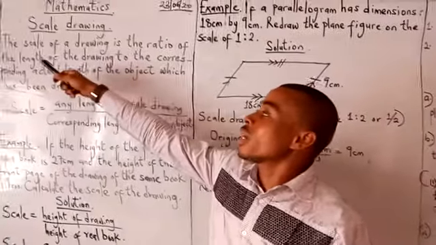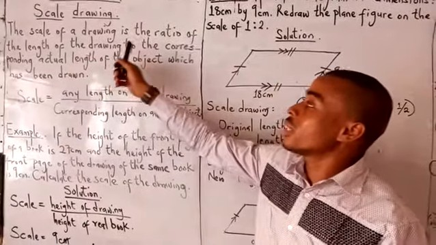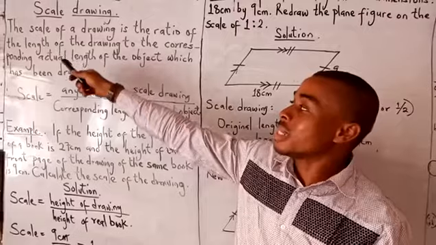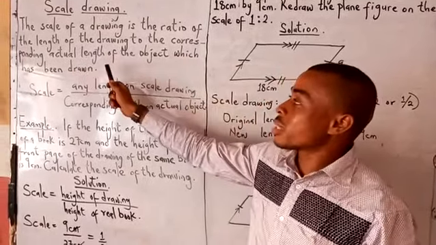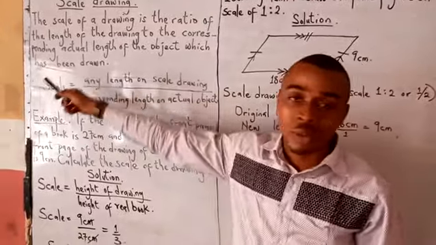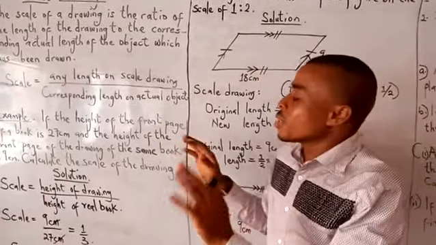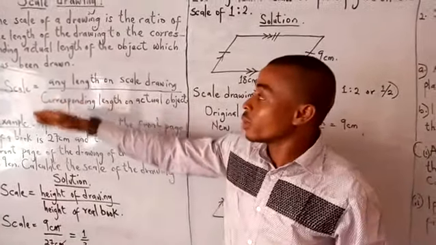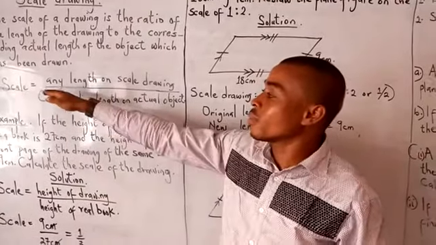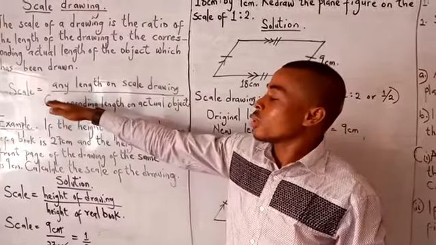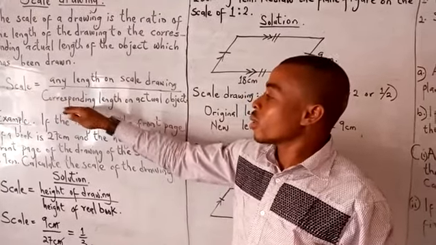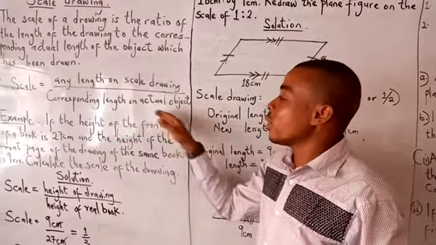Scale drawing, or the scale of a drawing, is the ratio of the length of the drawing to the corresponding actual length of the object which has been drawn. Mathematically, that means that the scale of a drawing is given by any length on the scale drawing over the corresponding length on the actual object.